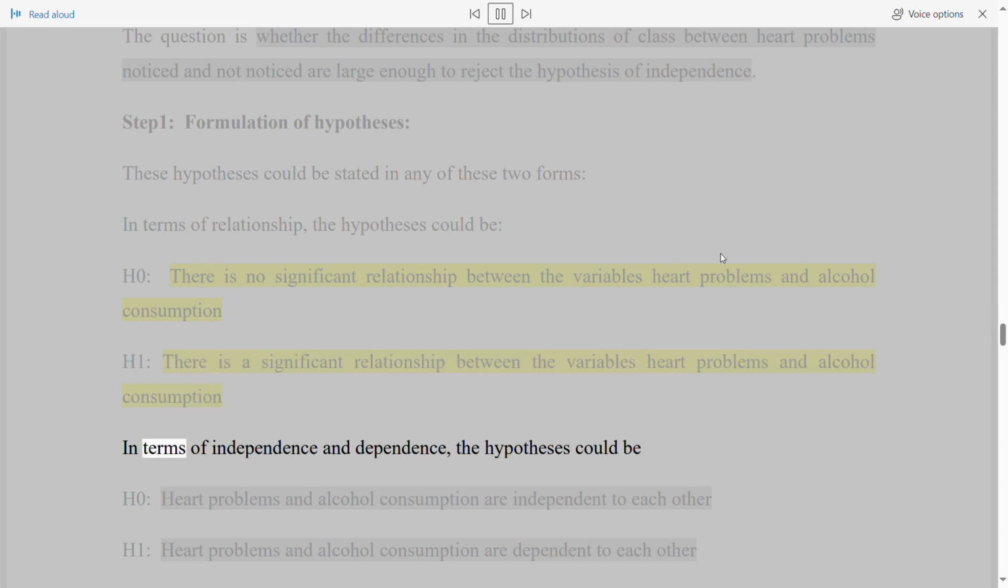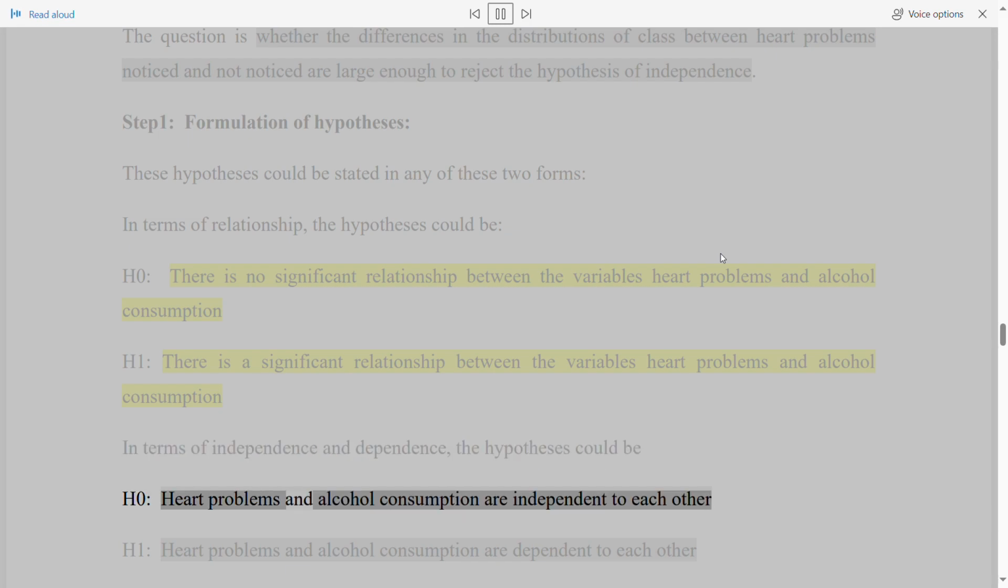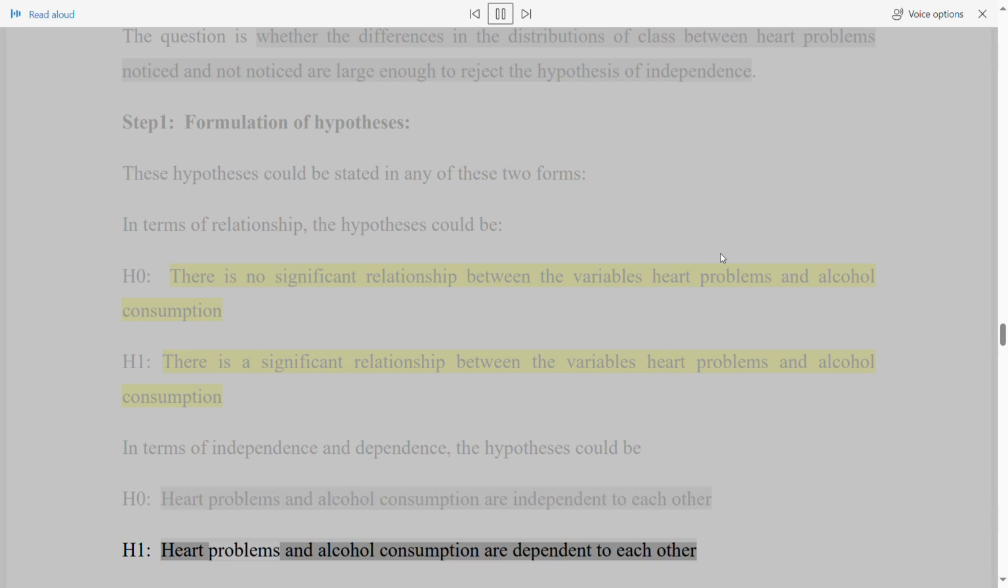In terms of independence and dependence, the hypotheses could be H0, heart problems and alcohol consumption are independent of each other. H1, heart problems and alcohol consumption are dependent on each other.